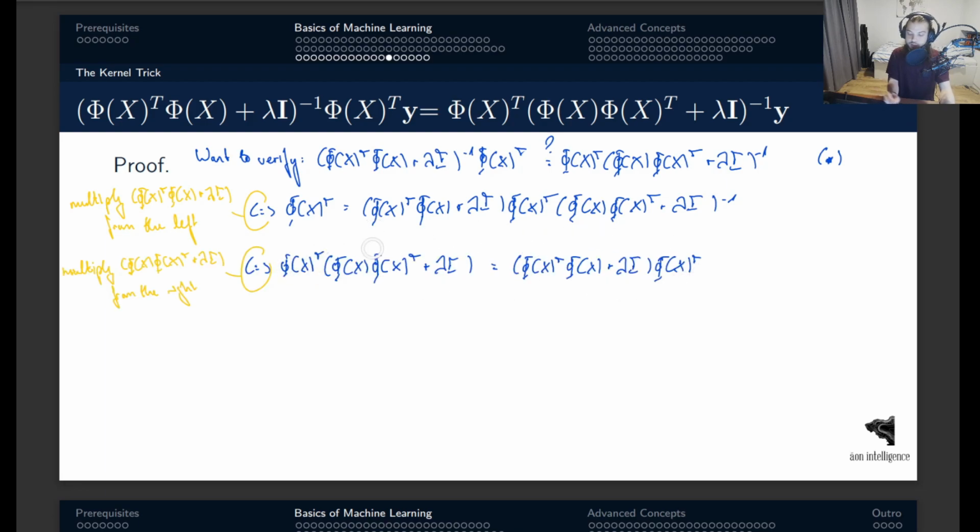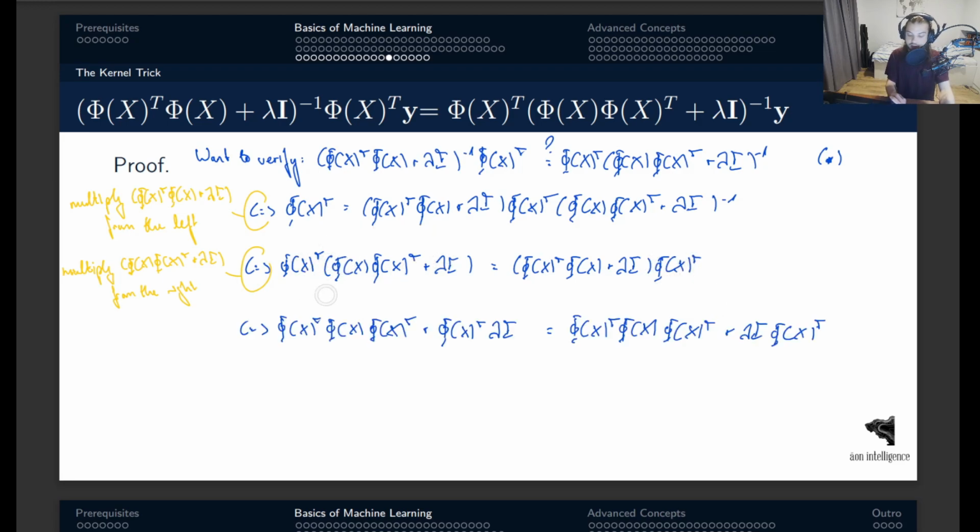For the next equivalence, we get rid of this inverse by multiplying this object from the right to both expressions. So we multiply phi x times phi x transpose plus lambda times the identity from the right to both sides. For the left-hand side, we are left with phi x transpose times phi x phi x transpose plus lambda times the identity. And for the right-hand side, we are left with phi x transpose phi x plus lambda times the identity times phi x transpose.